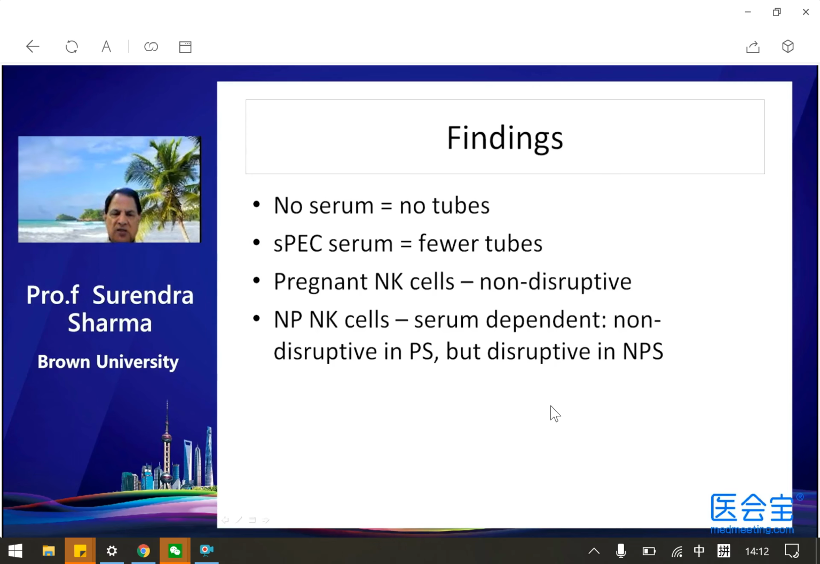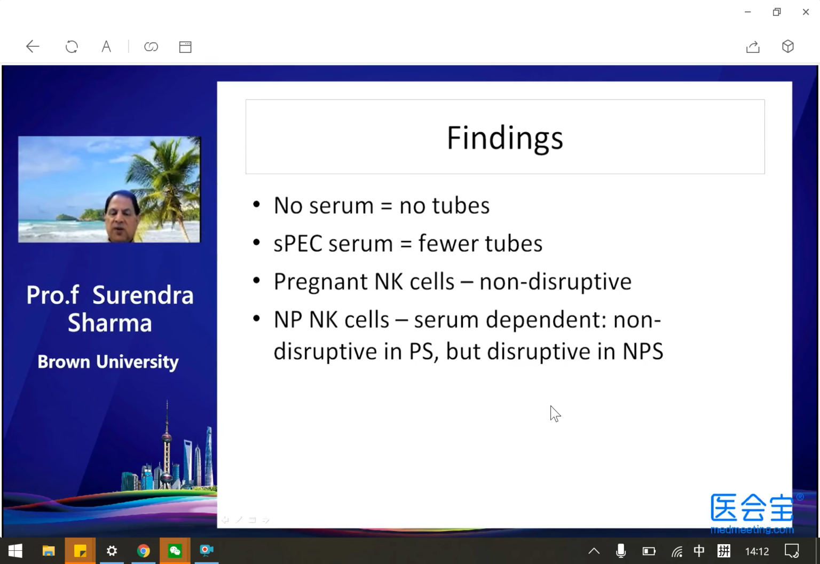So these are the findings: no serum, no tubes. Then serum from preeclampsia patients, that is our control, which we have published, that serum from preeclampsia patients disrupts tube formation. Pregnant NK cells are not disruptive to tube formation. Non-pregnant NK cells, serum dependent.